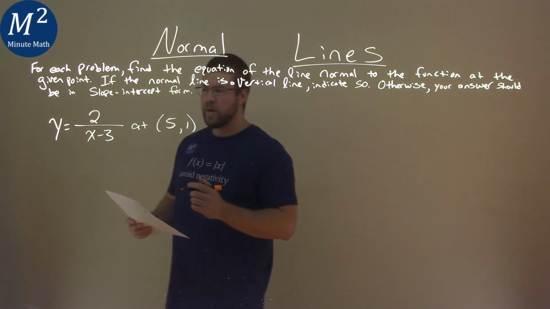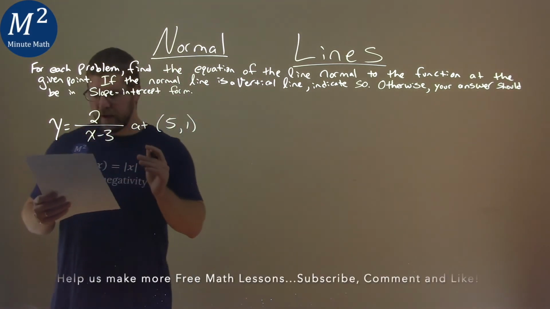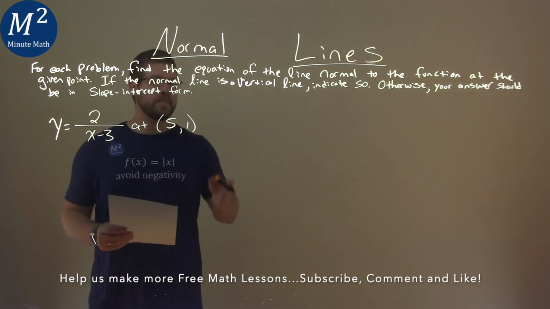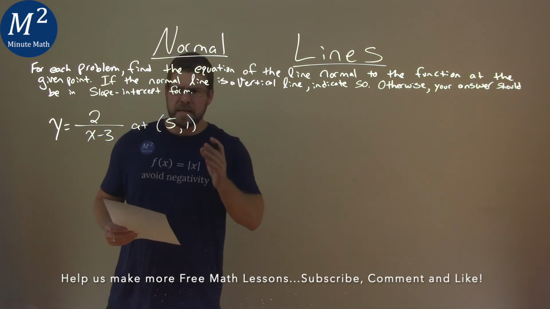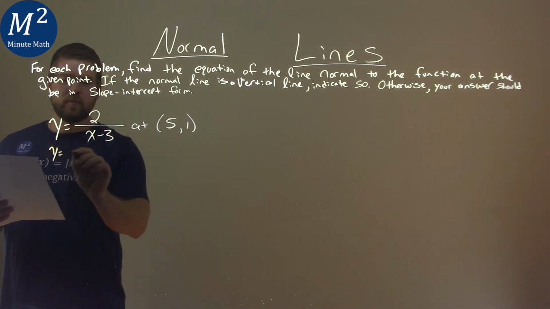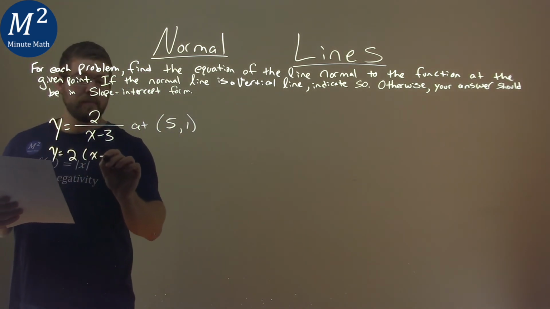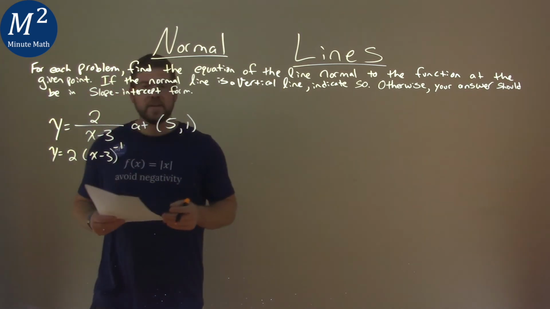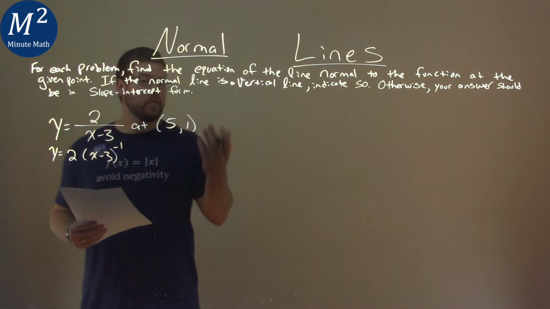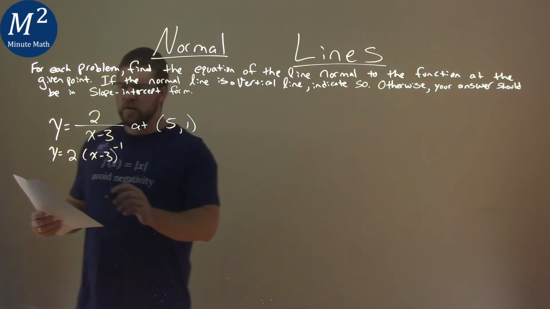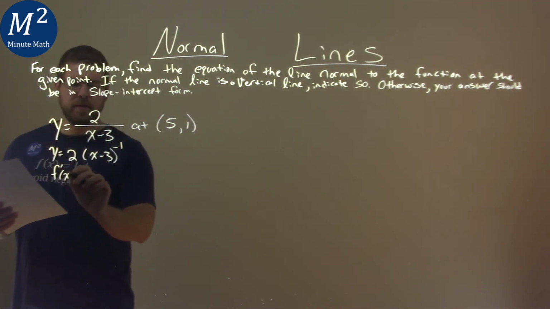We're given this problem right here, y equals 2 over x minus 3, and we're going to find the equation of the line normal to this function at 5, 1. Now I'm going to rewrite my function first. I like to write this as y equals 2 times an x minus 3 in parentheses to the negative 1 power. And I do that because I know I will be finding the derivative, and I like taking the derivative of this better.